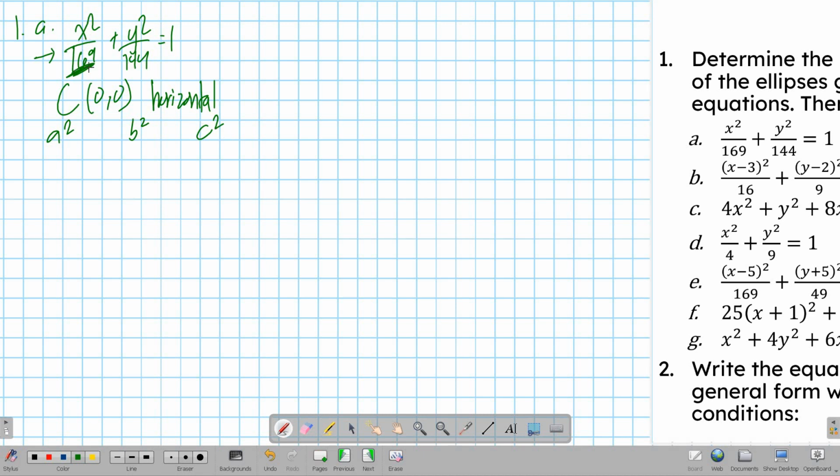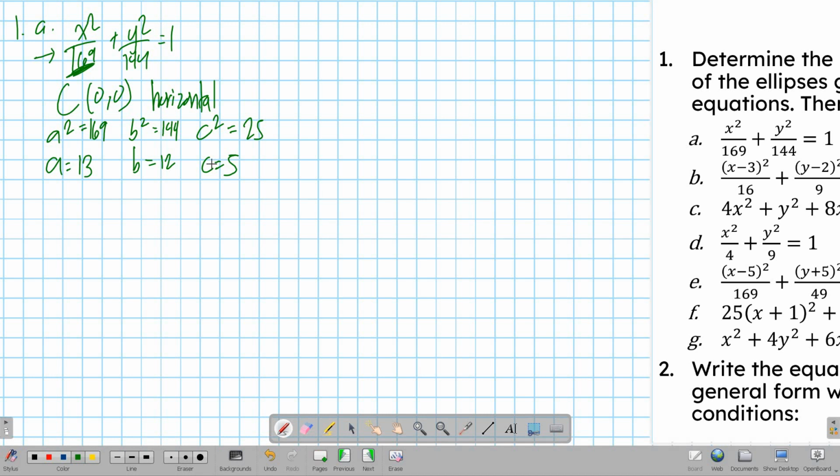So the largest denominator is always a squared, which is equal to 169. B squared is automatically the other one, 144. And c squared is a squared minus b squared. So that's 169 minus 144, which is equal to 25. Therefore, a is equal to 13, b is equal to 12, c is equal to 5. And we get the square roots, which would be important now to look for our parts.